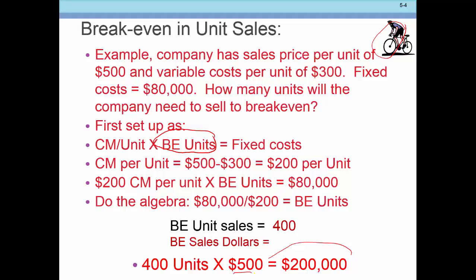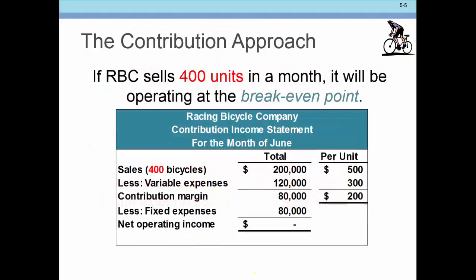Just turning that unit into dollars, right? Okay. Now, just to see how that works out on a set up financial report, where we're going to see first our sales price, 400 bikes at $500 each. That's $200,000, right? 400 times 500 is 200,000. What was the variable cost per bike? Variable cost was 300. 300 times the 400 bikes, $120,000, right?